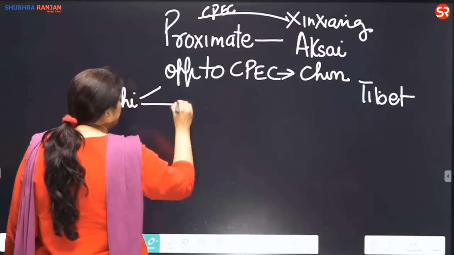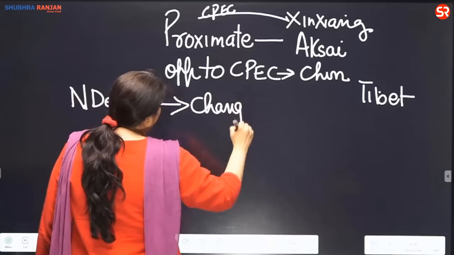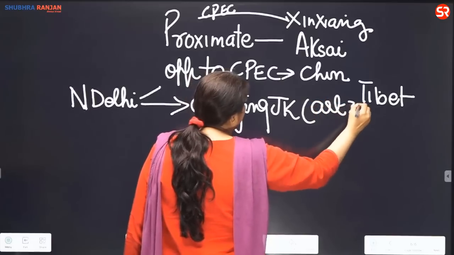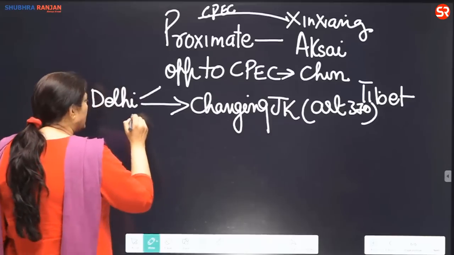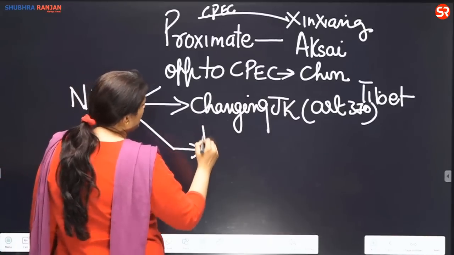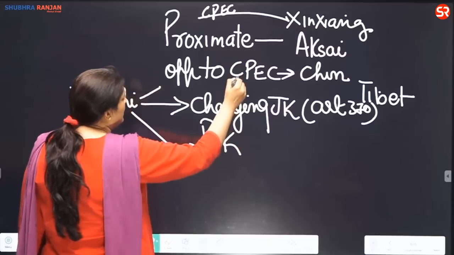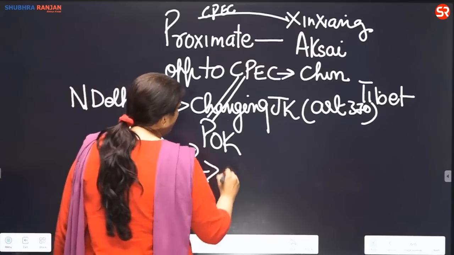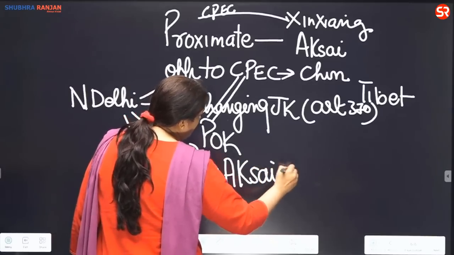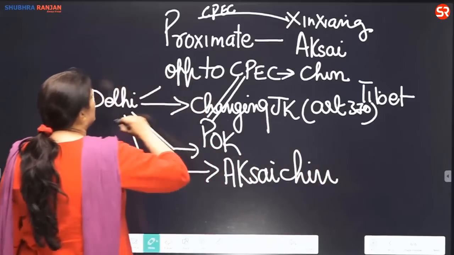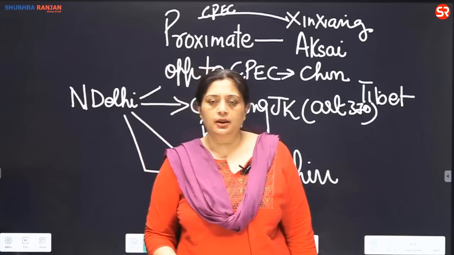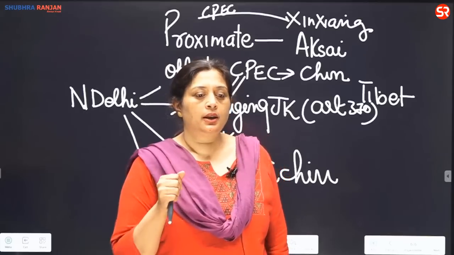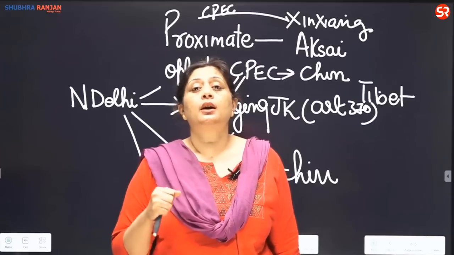Then New Delhi changed the status of Jammu and Kashmir, Article 370. Then India's Home Minister talked about Pakistan occupied Kashmir, a new resolve, and that CPEC goes from here, as well as mentioning Aksai Chin. Fine. So this action of India has hurt China, or it has attacked China where it hurts the most.